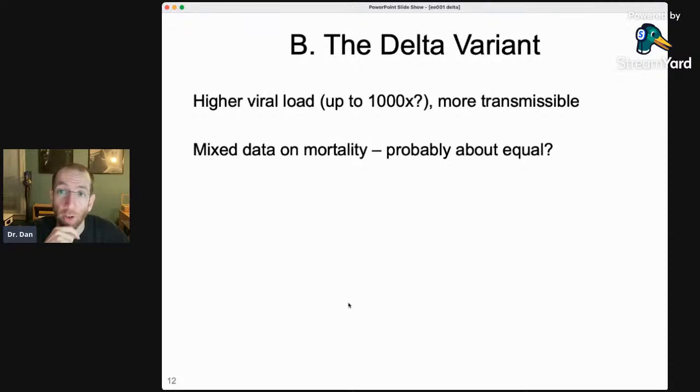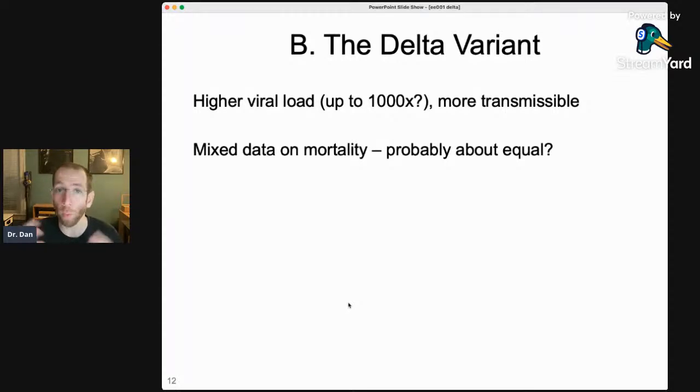The interesting thing here is that we have mixed data on mortality. I'll first say that we don't have any really good large sample size studies on this question yet. I'm sure we will within a few days or a week after I sit here talking about this, and I can remove the question marks one way or another. But as I speak right now, we don't have super great data on this.